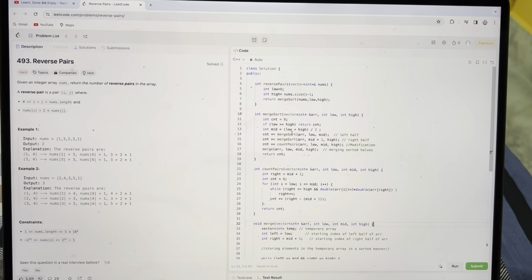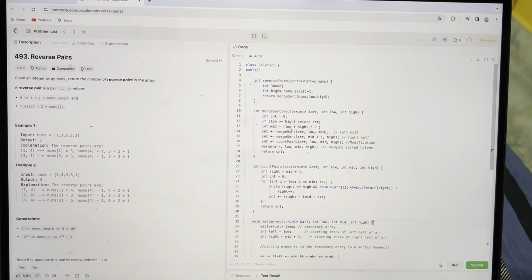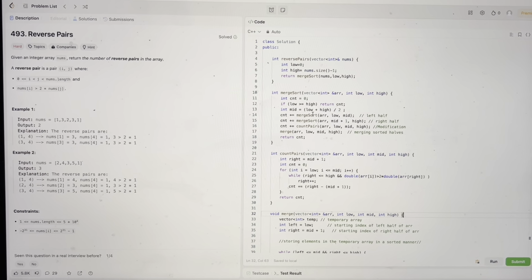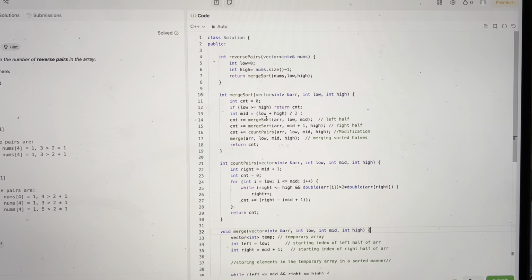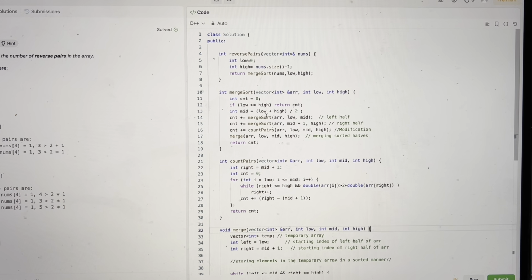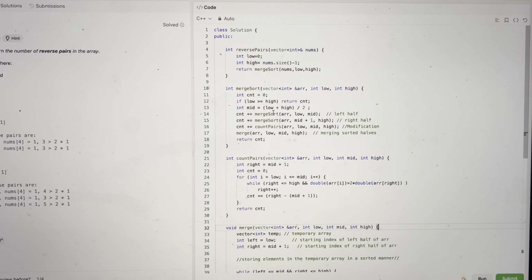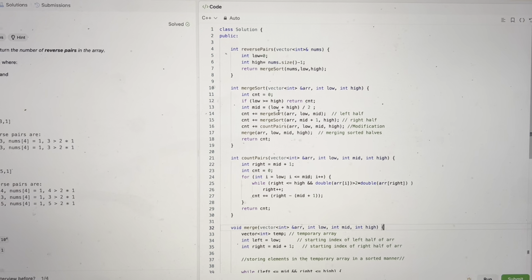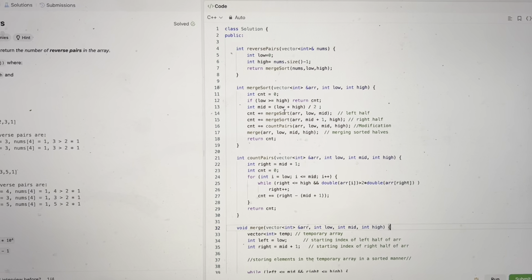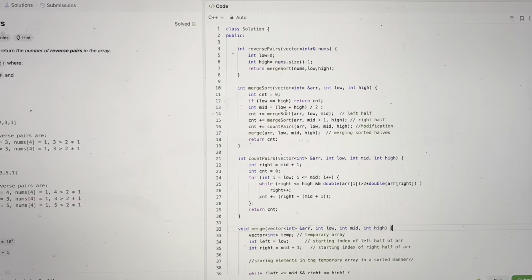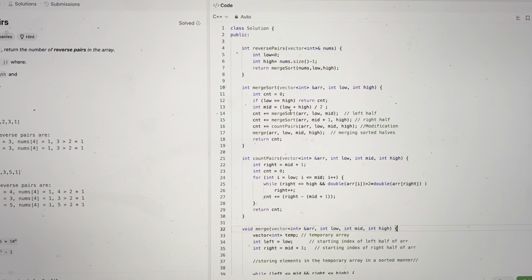Here's the code walkthrough of the 38th question, reverse pairs. We have discussed this example, so let's look at the code. Here we are to implement this reverse pair function. We are given the vector of int nums, and we have the low and the high value as 0 and the size of the nums vector, and we are passing these parameters to the merge sort function.